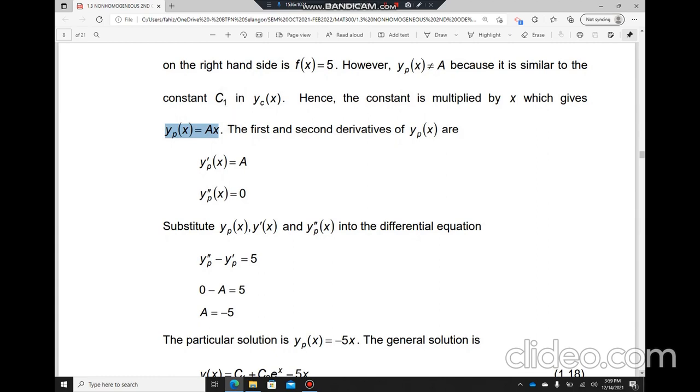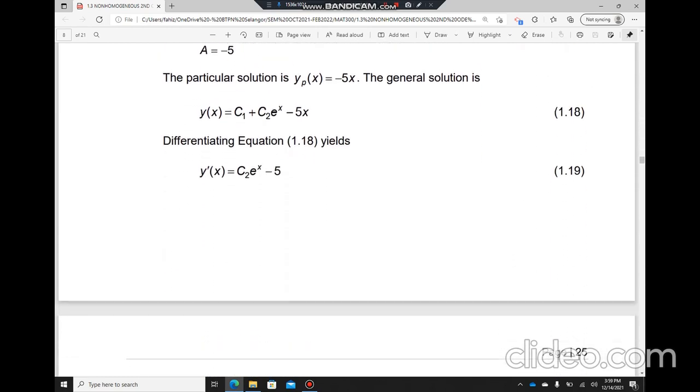So bila kita nak masukkan dalam general solution, kita ambil Y equals to YC plus YP. So since YP is negative 5x, so dia akan jadi Y equals C1 plus C2EX minus 5x.